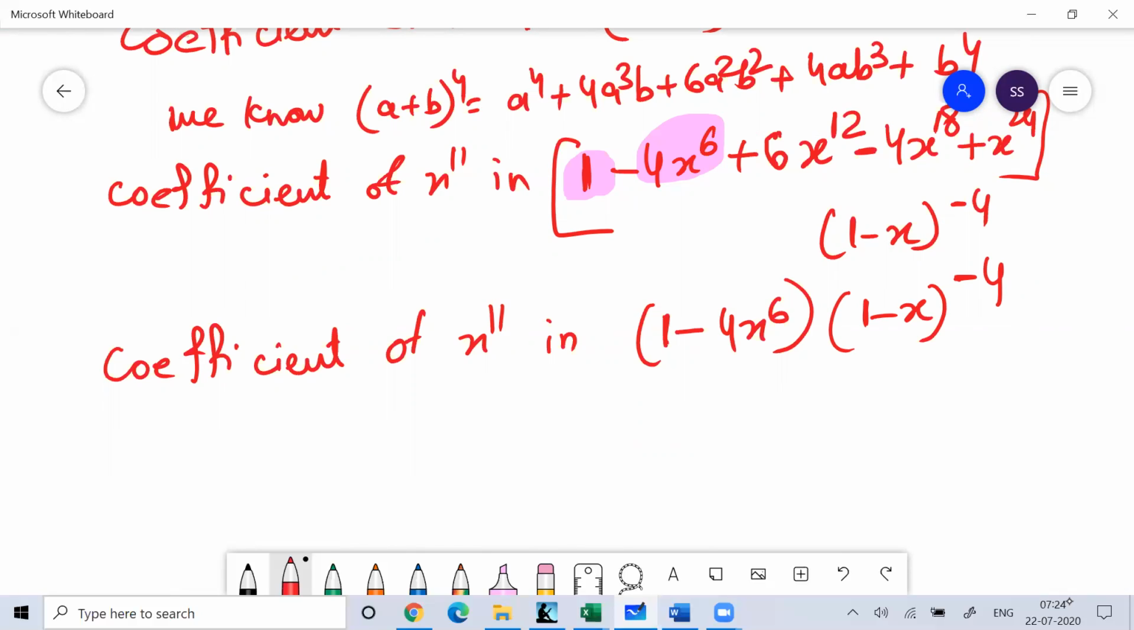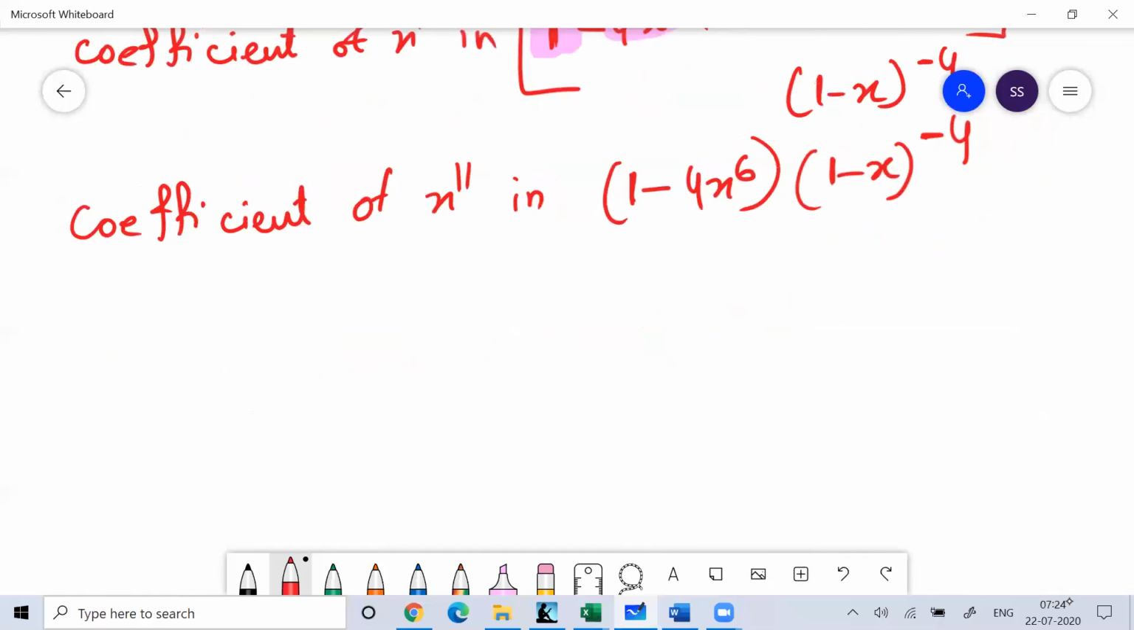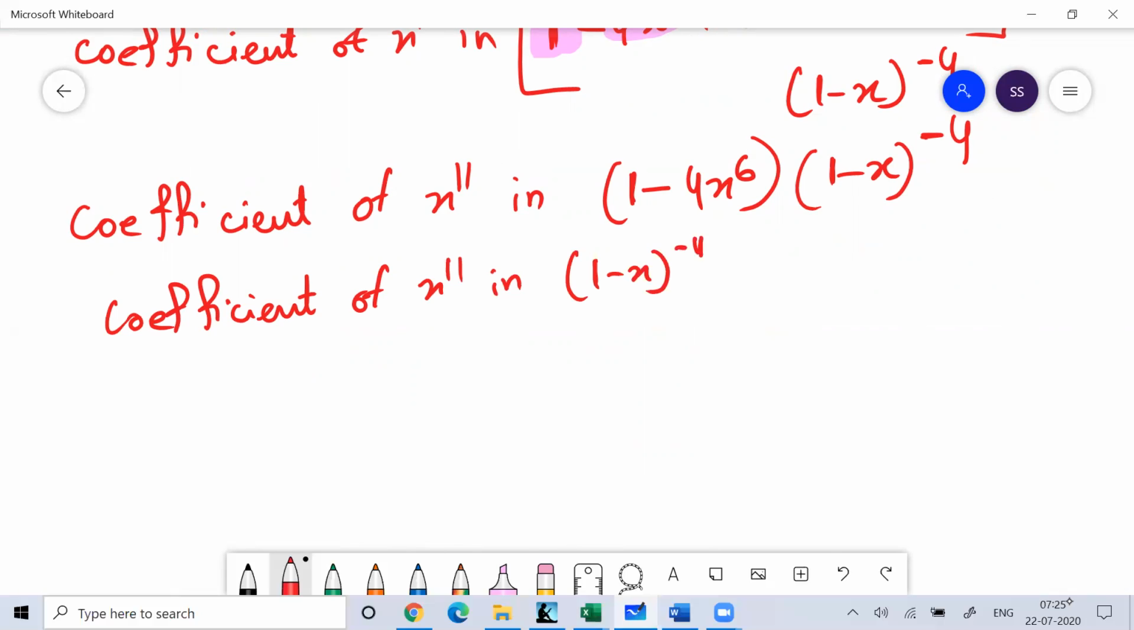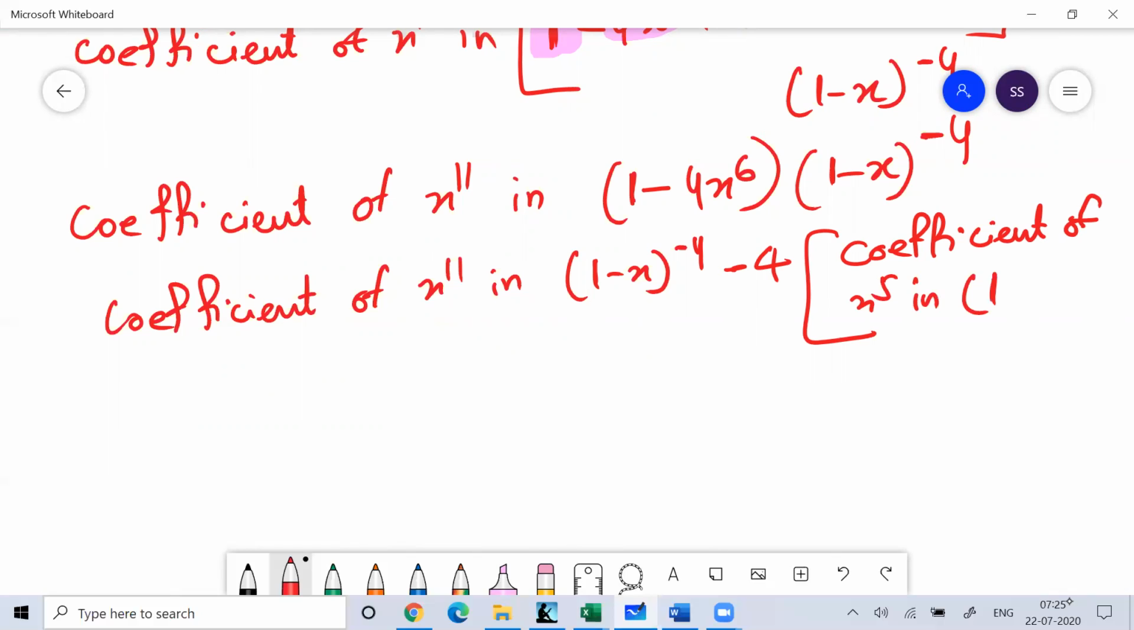Because any coefficient of any power of x more than 11 is not at all significant for me. So I can write this as the coefficient of x to the power 11 in 1 minus x to the power minus 4. The x to the power 6 part you can understand, so no need of writing this again. So for 6, I need to search the coefficient of x to the power 5 in 1 minus x to the power minus 4.